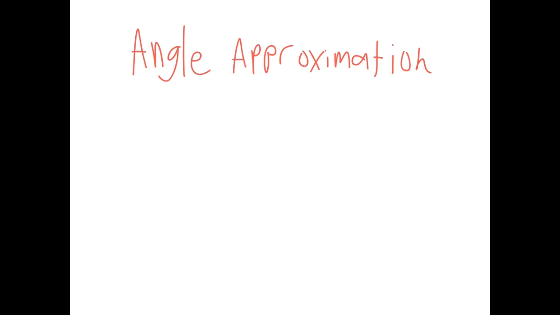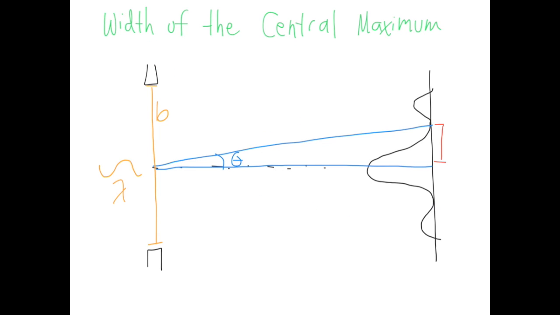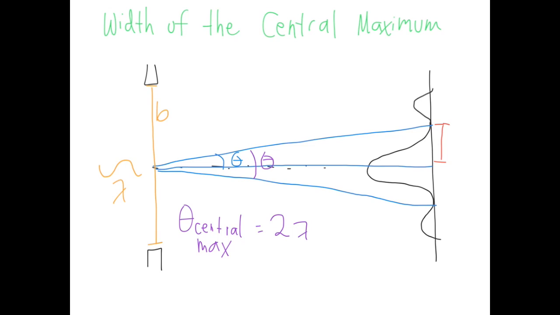When doing these problems, because the angle theta is so small, we can approximate that sine theta is equal to theta. Therefore, we can rewrite our rule as theta equals n lambda over b, where n corresponds to the additional minima, n equals 1, 2, 3, etc. If asked to find the angular width of the central maximum, keep in mind that the equation theta equals lambda over b gives the angular measurement from the slit to the first minimum. The width of the central maximum is simply twice this value, or 2 lambda over b.